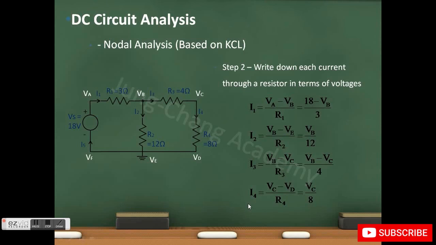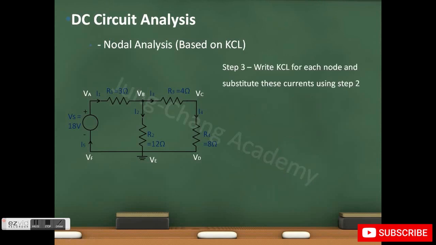To solve these 4 equations, we just need to relate I1, I2, I3, and I4. And this is when Kirchhoff current law comes in handy. So next we use Kirchhoff current law. At node B, we know that I1 equals I2 plus I3, and at node C we know that I3 equals I4.